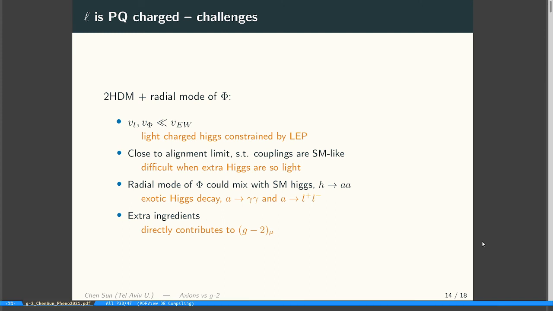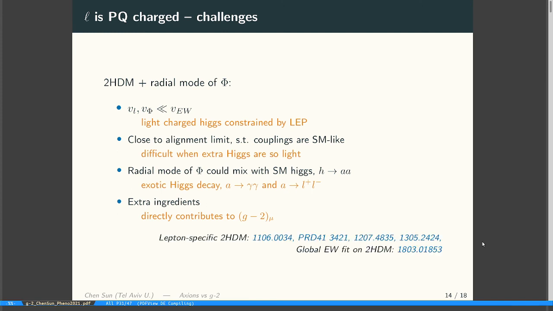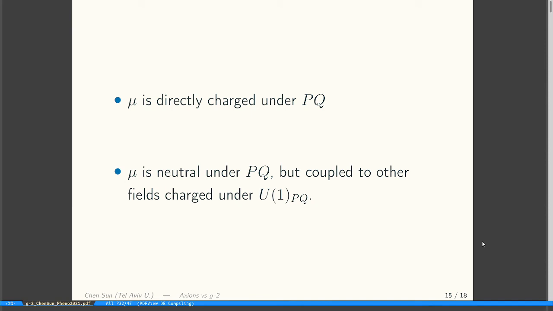Okay, so these are the challenges in this sort of construction. And of course, there are dedicated studies on 2 Higgs doublet models and also the global electroweak fit on these 2 Higgs doublet models that I'm not going to go over in detail. And the other choice, as I mentioned, is that the muon could be neutral under U(1)_PQ, but it could mass mix with something that is charged under PQ.